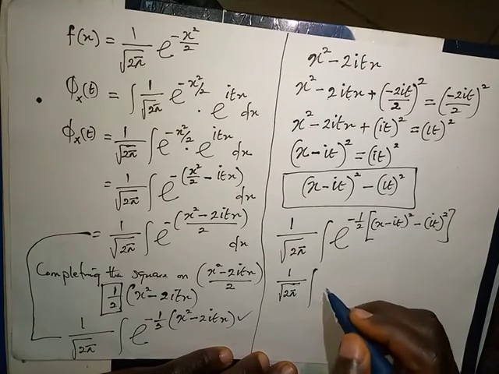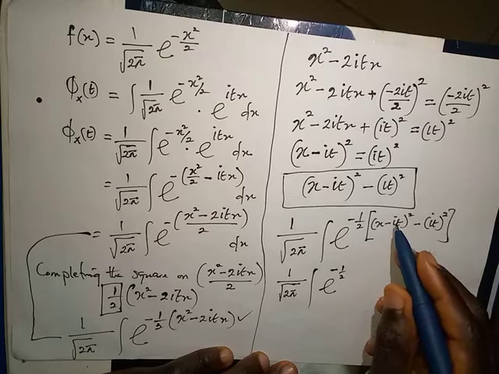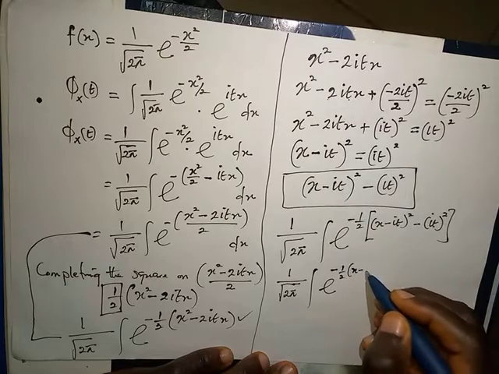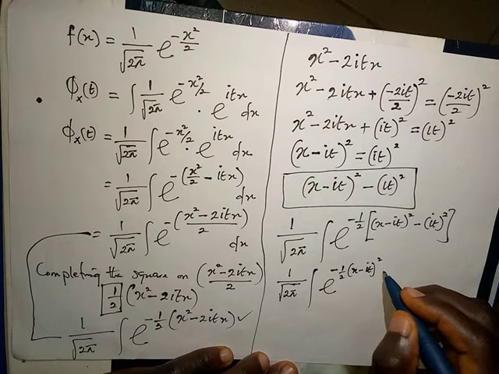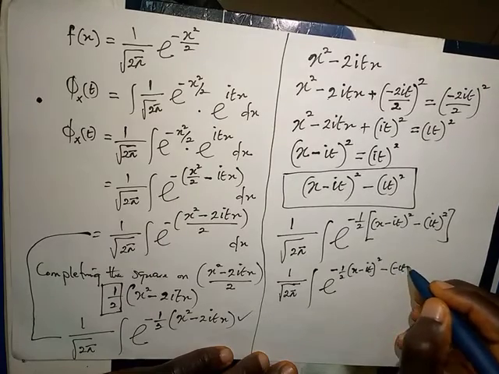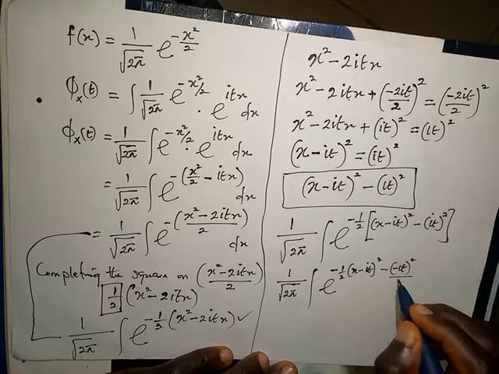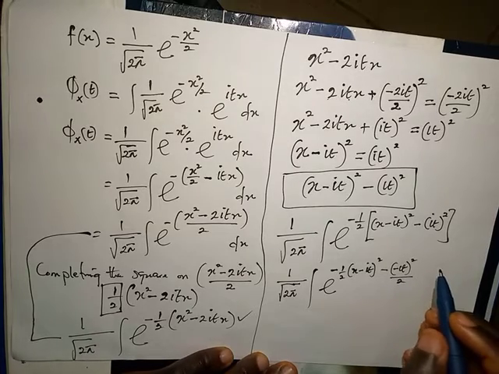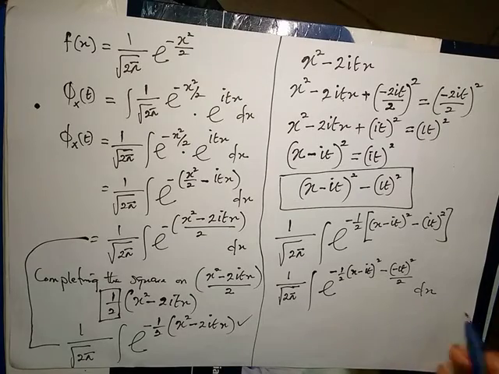Integral exponential raised to power minus 1 over 2. Then we have into brackets x minus i t squared. We can say this is plus, but we can manipulate it to have it this way, minus into bracket minus i t squared, with this all we have here divided by 2. So we have the dx.